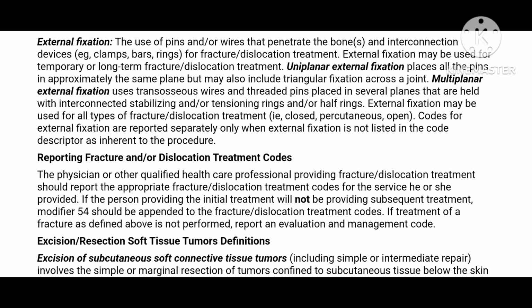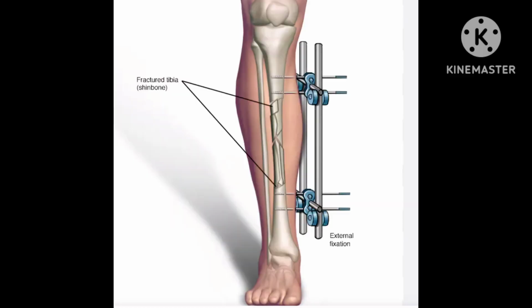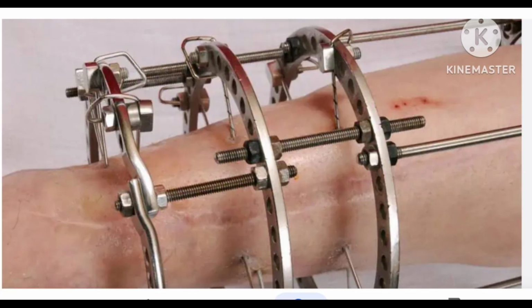One is uniplanar external fixation. That means the screws and rods will be placed in one direction. But if the screws and rods are placed in multiple directions around the fractured area, it will be called multiplanar external fixation. So these are the things we do to treat a fracture.